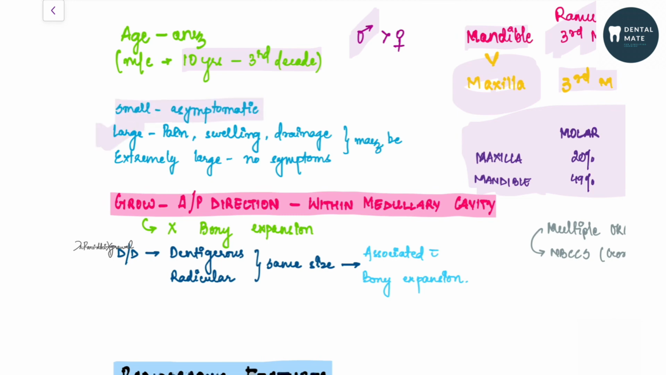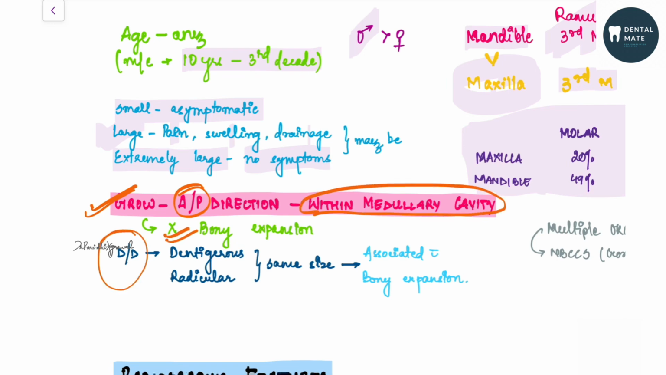A small OKC is usually asymptomatic. Large ones can present with pain, swelling, and drainage. It can also happen sometimes that if the OKC is extremely large, it has no symptoms. One characteristic feature of OKC is that it grows in an anteroposterior direction. Since the cyst grows in an anteroposterior direction within the medullary cavity, it usually has no bony expansion.